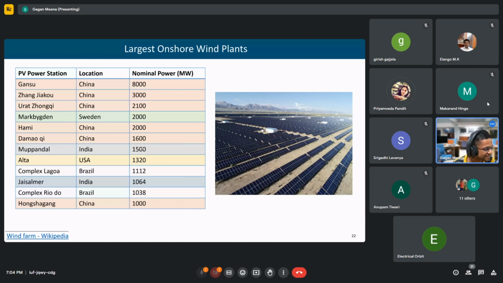Any specific wind turbine you are referring to? No, any. I am saying offshore wind plant. You can even tell for onshore wind plant, in megawatts, both. But how much megawatt? Just make a guess. One megawatt is very common.